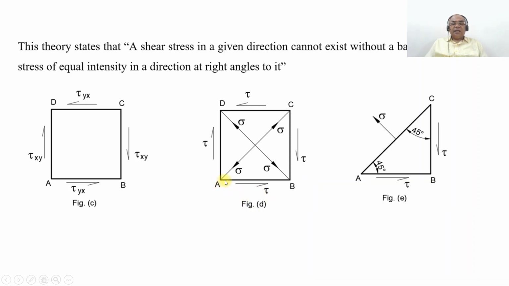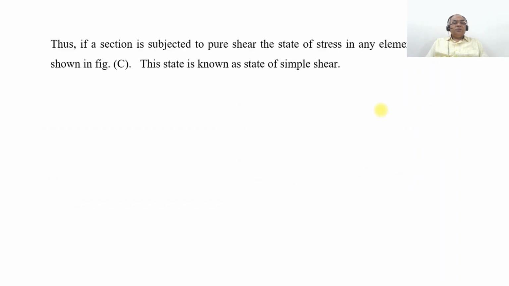If you consider the right angle triangle AB, BC and CA, on AB tau is acting from left to right, and on BC it is acting downwards. Since AB and BC are equal, this will be an angle of 45 degrees, then the normal stress will be on the diagonal AC, which is sigma, as shown in figure E. Thus, if a section is subjected to pure shear, the state of stress in an element at that section is shown in figure C. This state is known as simple shear.